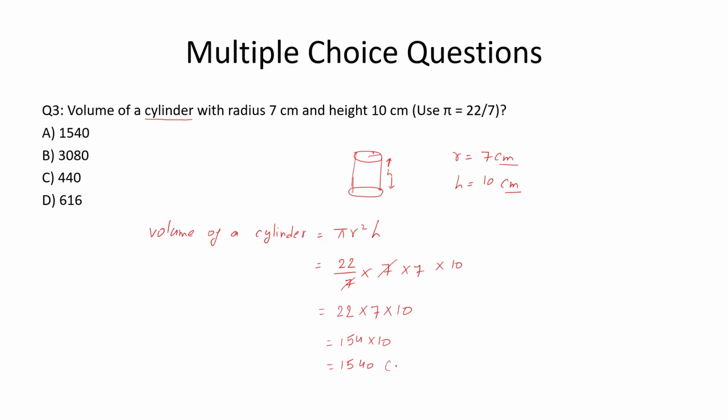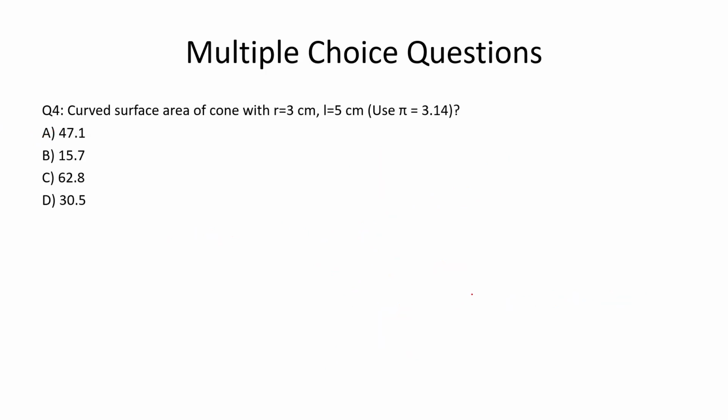So what would be the unit? Can you guess? Here r is in centimeter and h is in centimeter. So r square means centimeter into centimeter into centimeter, so centimeter cube. So option A is correct. Is that clear? You should know the rough shape, the parameters and the formula. That's all.